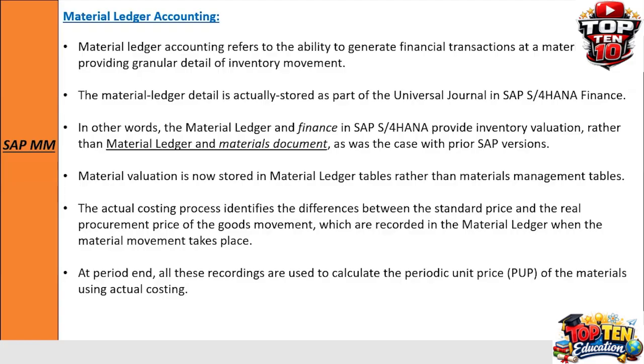To capture the cost together, we have the finance, but to capture the cost individually, specifically for the material, we have the material ledger. So the actual costing process identifies the differences between the standard and the real procurement price of the goods movement, which are recorded in the material ledger when the material movement takes place.